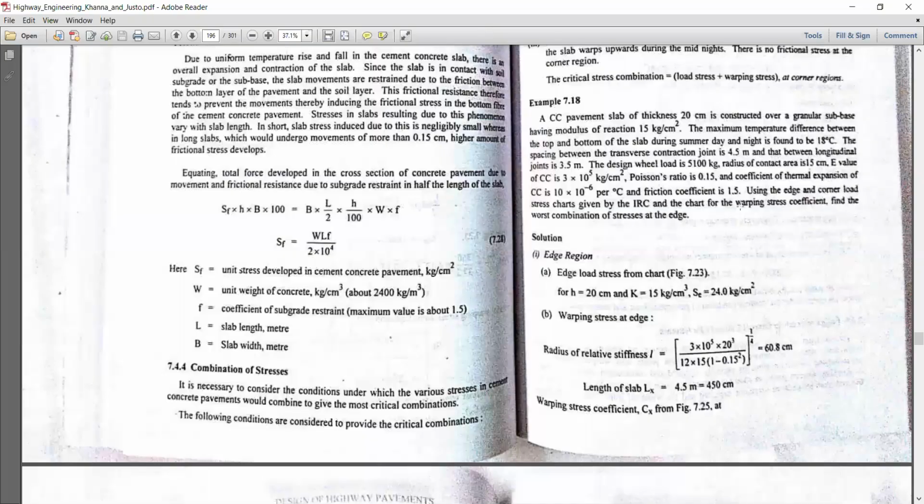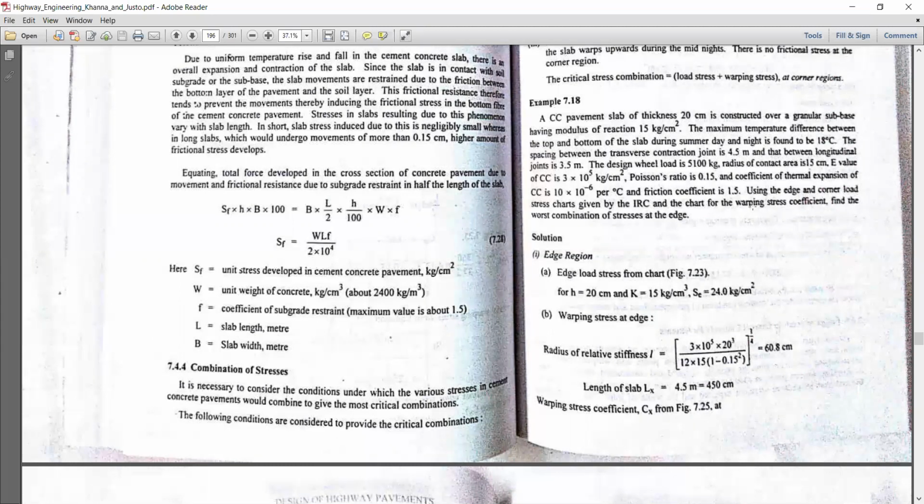Yes. Let us take an example. I will read the question. A CC pavement slab of thickness 20 centimeter is constructed over a granular subbase having modulus of reaction 15 kg per centimeter cube. Slab thickness, that is H value, is 20 centimeter and modulus of reaction K value is 15 kg per centimeter cube. The maximum temperature difference between top and bottom of the slab during summer day and night is found to be 18 degrees Celsius. Temperature difference is directly given as 18 degrees Celsius.